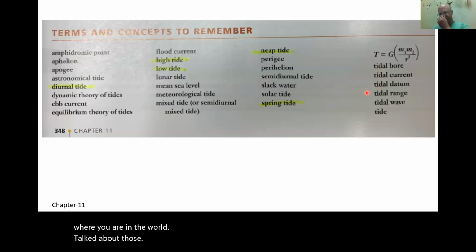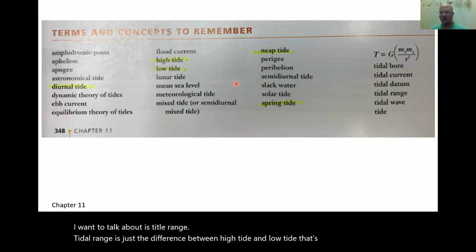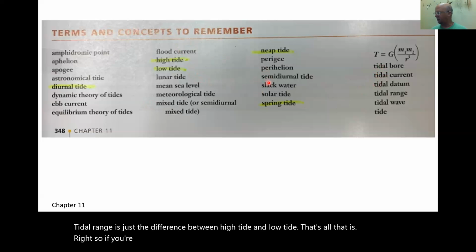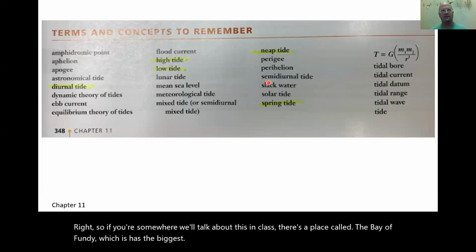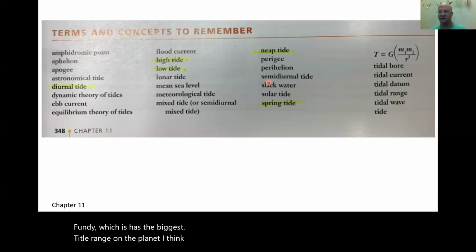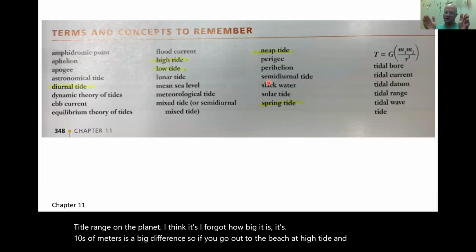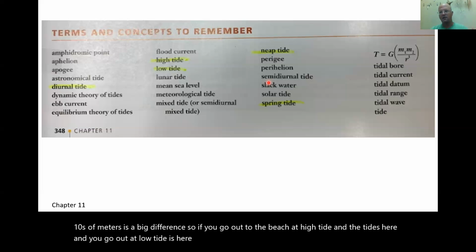The last thing I want to talk about is tidal range. Tidal range is just the difference between high tide and low tide. That's all that is, right? So we'll talk about this in class, there's a place called the Bay of Fundy, which has the biggest tidal range on the planet. I forgot how big it is. It's tens of meters. It's a big difference. So if you go out to the beach at a high tide and the tide's here, and you go out at low tide, it's here, that distance, that's the tidal range. That's the difference between high and low tide.